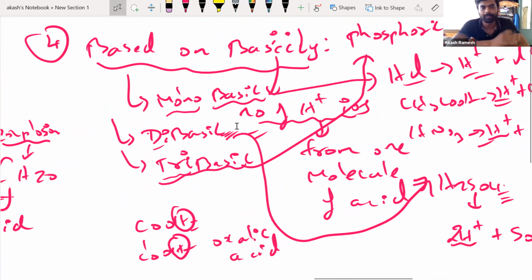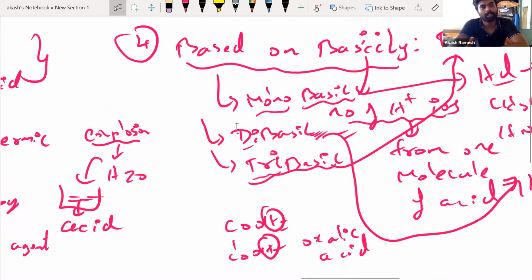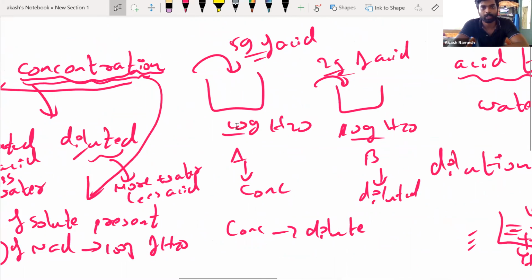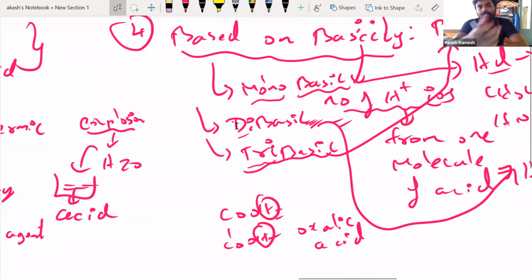Anything else in classification? I think that's it. So there are four different bases by which we can classify: based on source, based on strength, based on concentration, and the last one is based on basicity. Fine, now this we know.